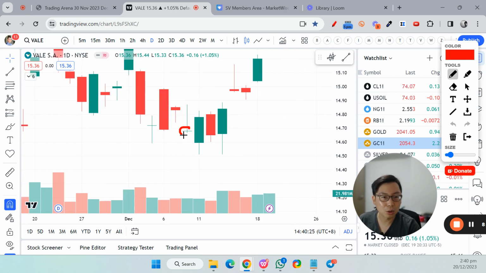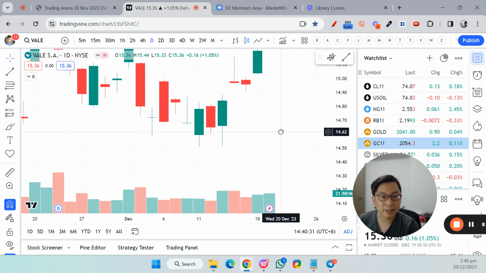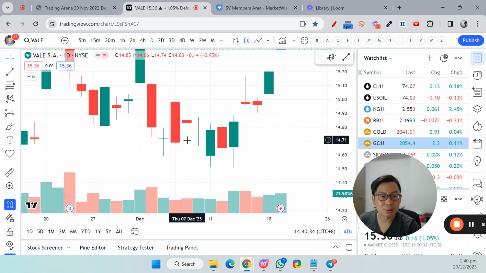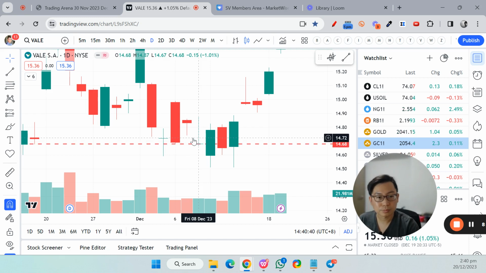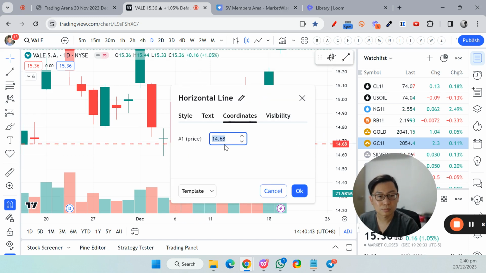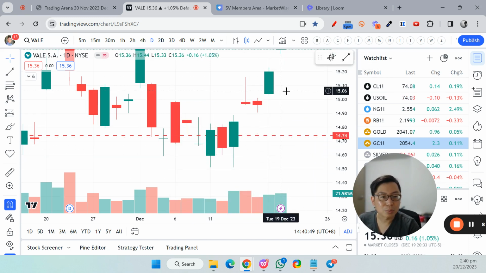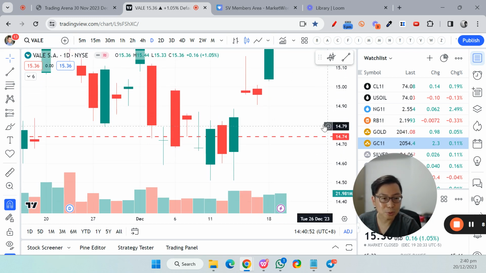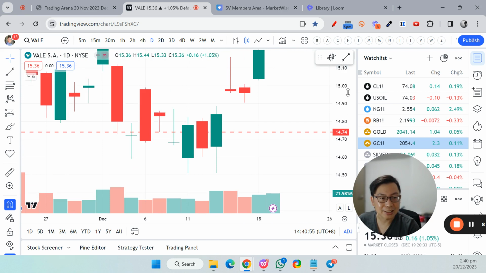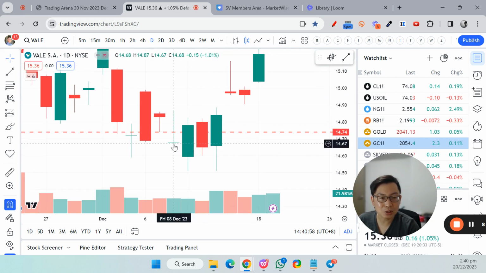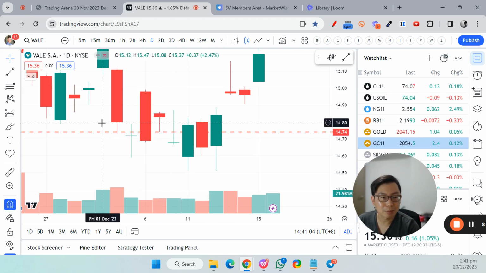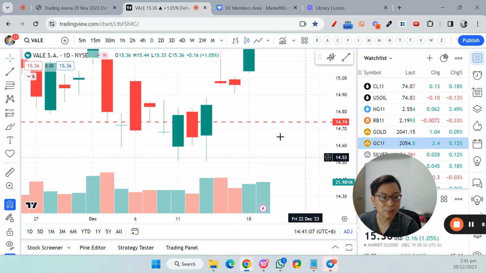Price actually closed below the prior day low. So where is the prior day low? The prior day low is over here. So this is the wash line. The low is actually 14.74. In case you think that I'm too long-winded, I need to explain to you guys deeper so that you can really understand and drill it into your head. Can you see that price closed below the prior day low? The prior day low is 14.74, so this has become the wash line.